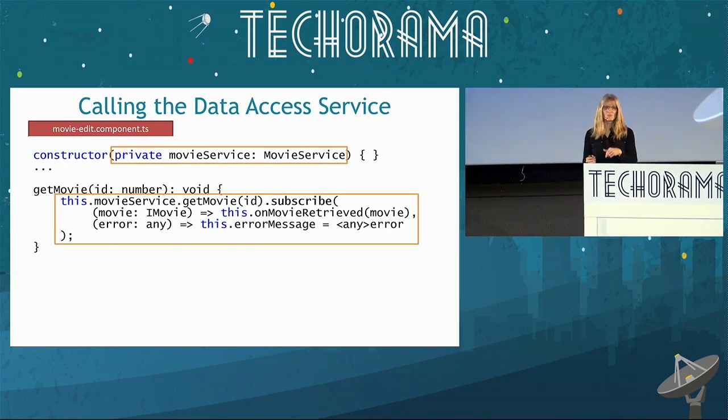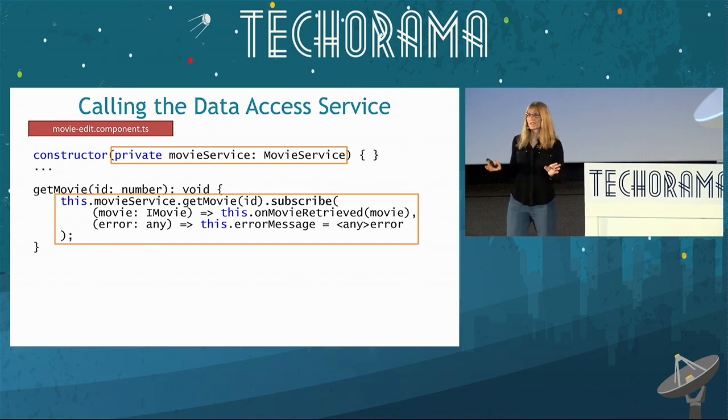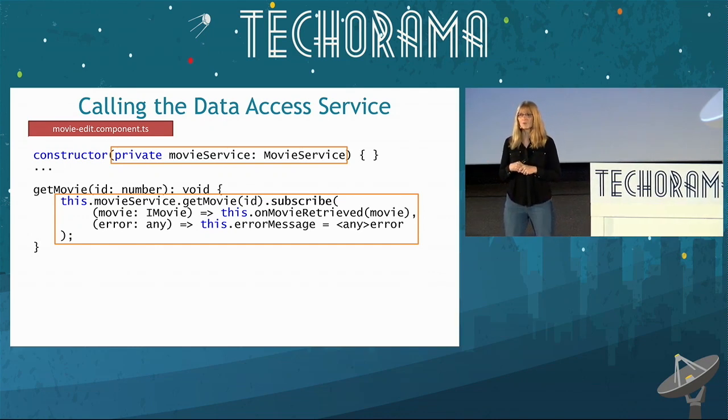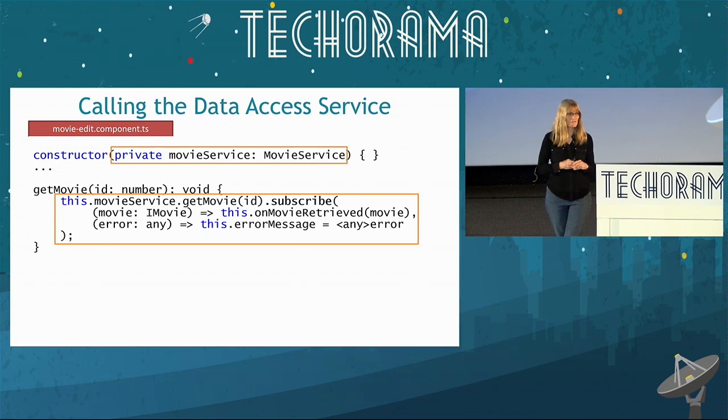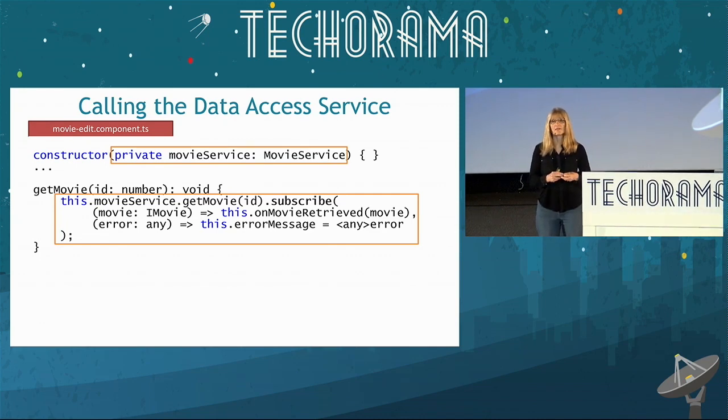Okay, in the subscribe, what we're passing are two functions, one to execute on success and one to execute if there's an error. On success, we will get the movie, and we're passing it to a method called onMovieRetrieved, and we'll look at that method in a minute. If we get an error, we're setting our error message property to that error so that we can display it. Now, we probably don't really want to do that in a real app. We'd want to look at what the error is and decide whether we want to log it and display something friendlier to the user.